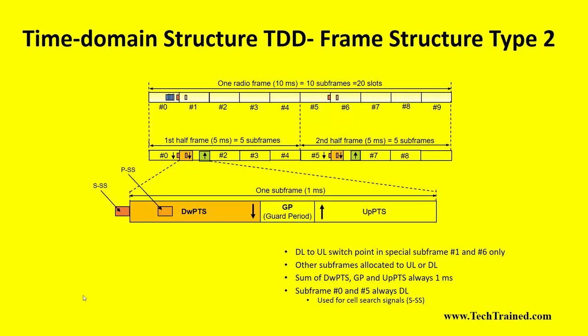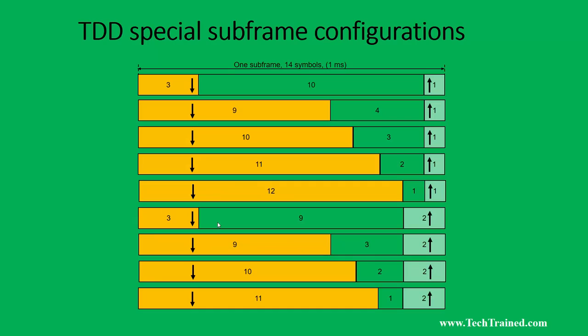For example, in a special subframe, how many OFDM symbols will there be? You can see over here that in one subframe using normal cyclic prefix, there are 14 OFDM symbols. How many of the OFDM symbols carry downlink information, or how many carry uplink information, can also be configured. So the special subframe also has different configurations, and that configuration depends on how many OFDM symbols carry downlink or uplink information.